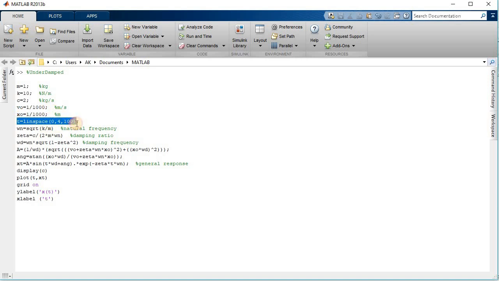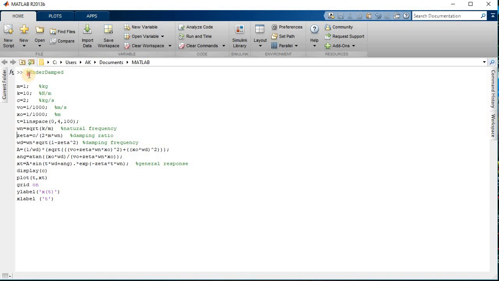Here I declared the time axis starting from 0 with an increment of 4 till 100. Wn shows omega n, which is the natural frequency of the system, where omega n is equal to square root of k by m. It's just the basic formula of natural frequency. Here the variable zeta is called the damping ratio. It defines whether the system is underdamped, overdamped or critically damped, depending upon its value.